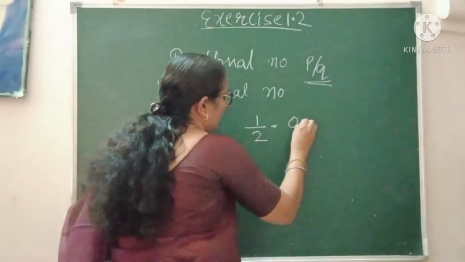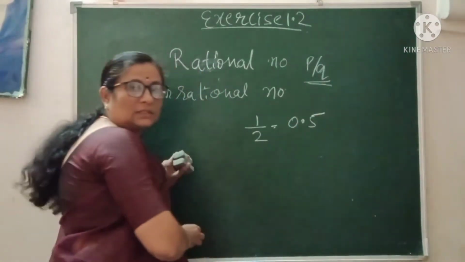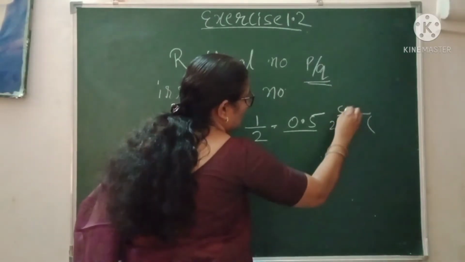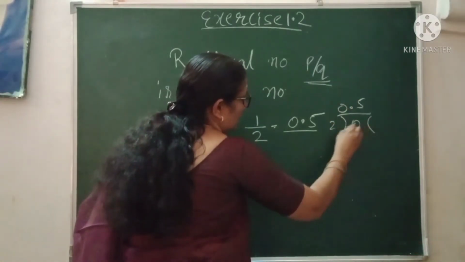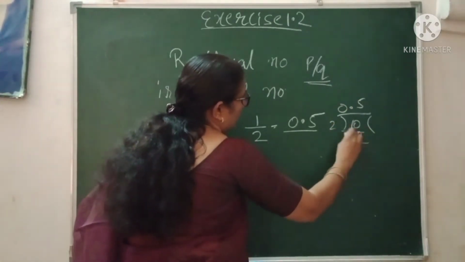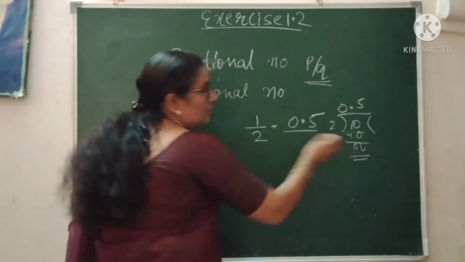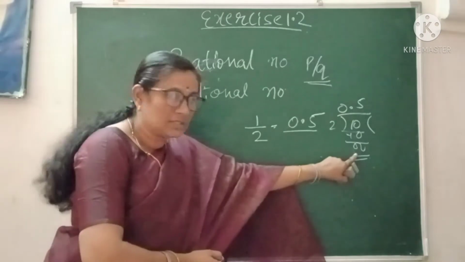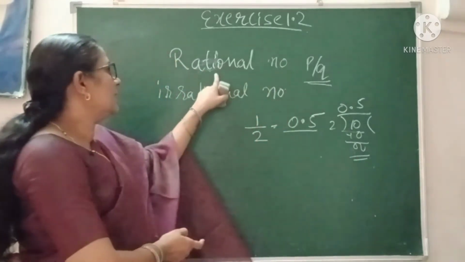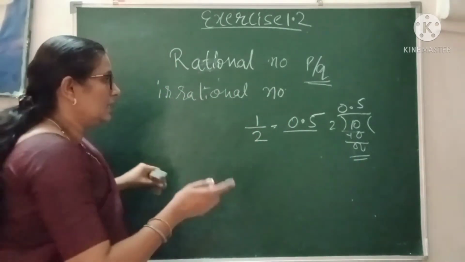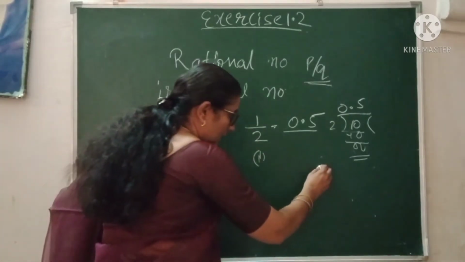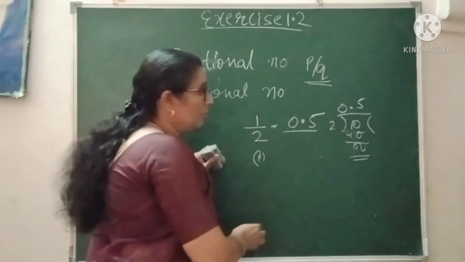When I divide this, I get 0.5, and it terminates when I divide 1 by 2. What happens? 2 fives are 10, so you get 0. The remainder becomes 0. When you divide a fraction, if the remainder becomes 0, then such numbers are called rational numbers. That is one case. In the second case, the remainder does not become 0.